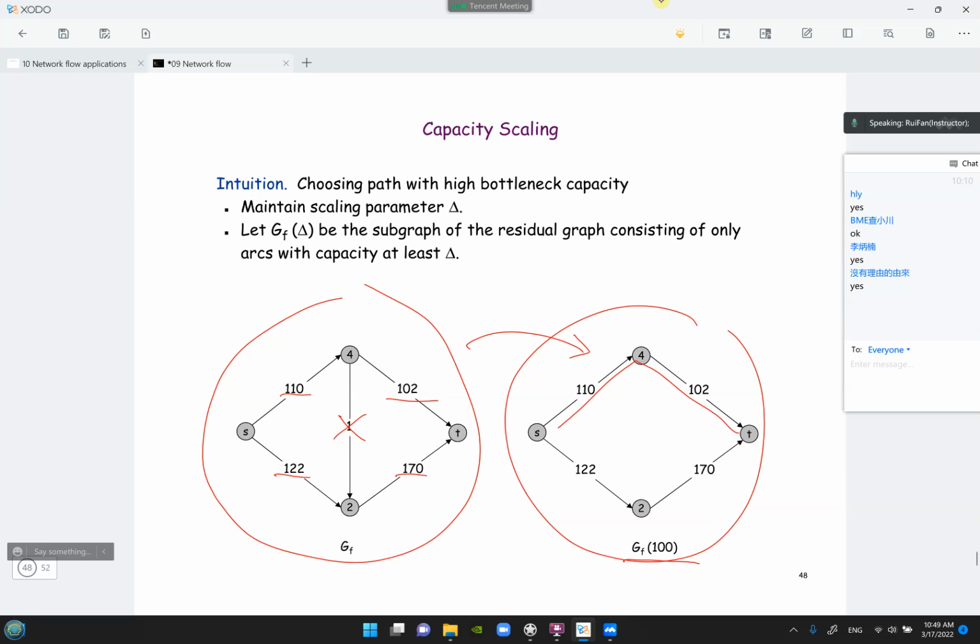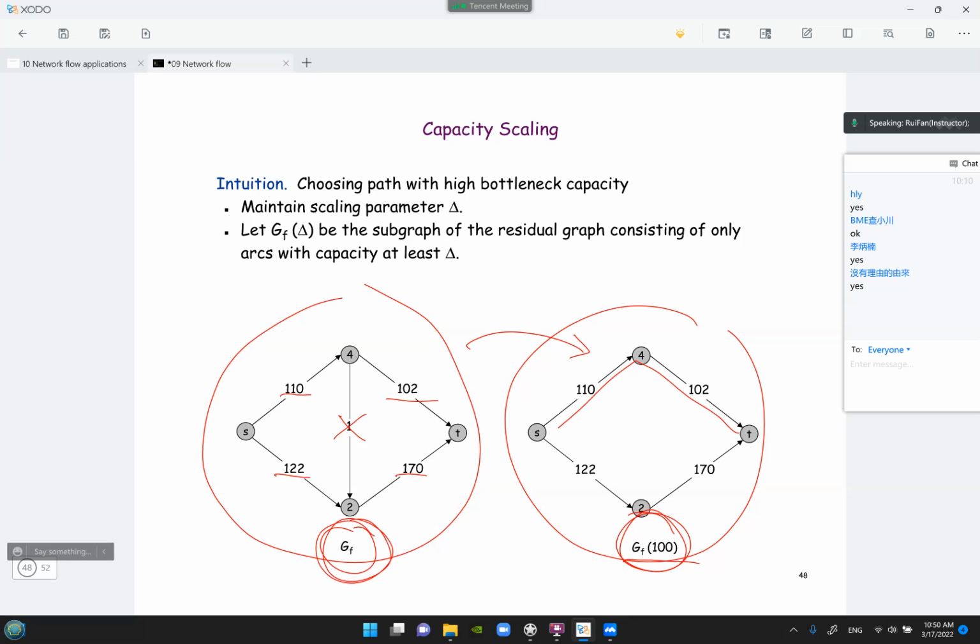Okay, so we're going to go from this original graph to this other graph where you take out these small edges. But the problem is that if you take out the small edges, you might also change your max flow. This graph over here might have a smaller max flow than the original graph, because you took out some edges from the original graph.